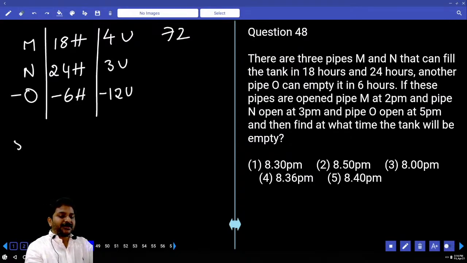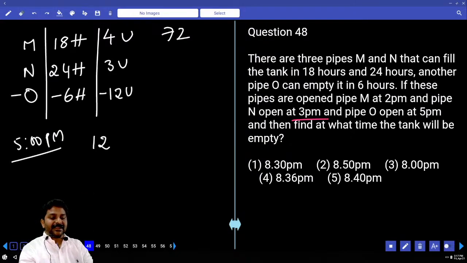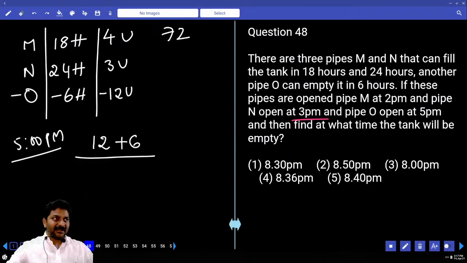Now we need to take the position of the tank at 5 p.m. You said first pipe is opened at 2 p.m., right? If the time is 5 p.m., it is open for 3 hours, and the first pipe can do 4 units per hour, so it can fill 12 units. Second pipe is opened at 3 p.m. and now the time is 5 o'clock, so it is open for 2 hours. In those 2 hours, N can fill 6 units, and the third pipe is just opened now. So at 5 o'clock, in the tank we have 18 units.